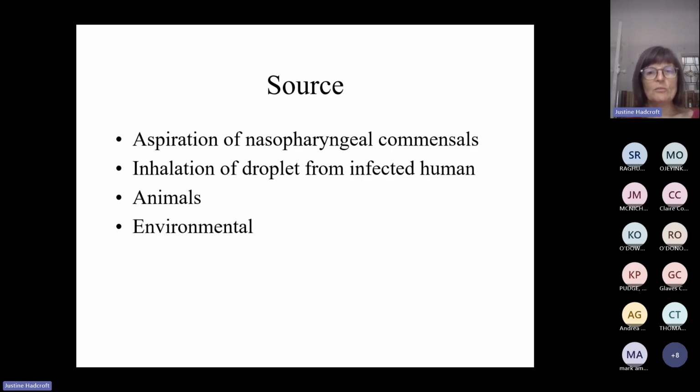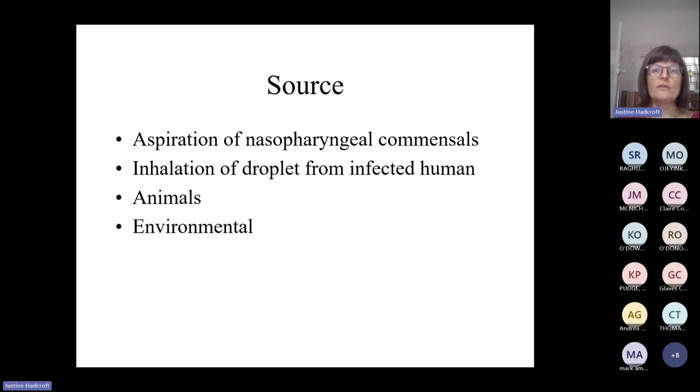So most pneumonias are caused by bugs that we just carry around in our noses, and we aspirate them day in, day out, and our lungs deal with them, and they don't take over and cause disease. But occasionally the conditions will be right for the bugs to take hold, whether it's changes in your lung or changes in your immunity. So sometimes our own nasopharyngeal organisms will cause pneumonia.